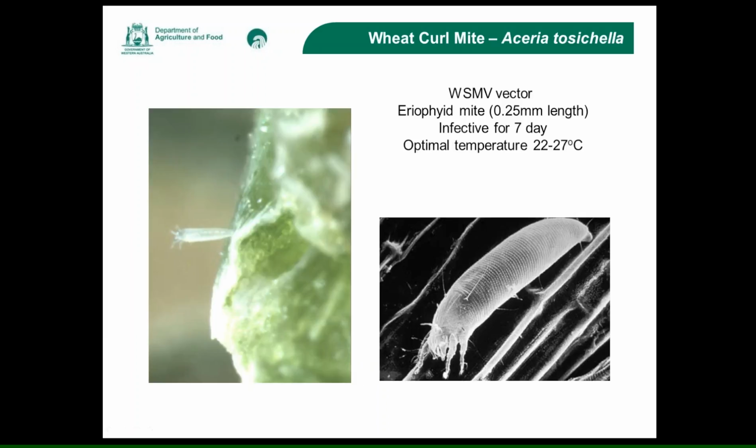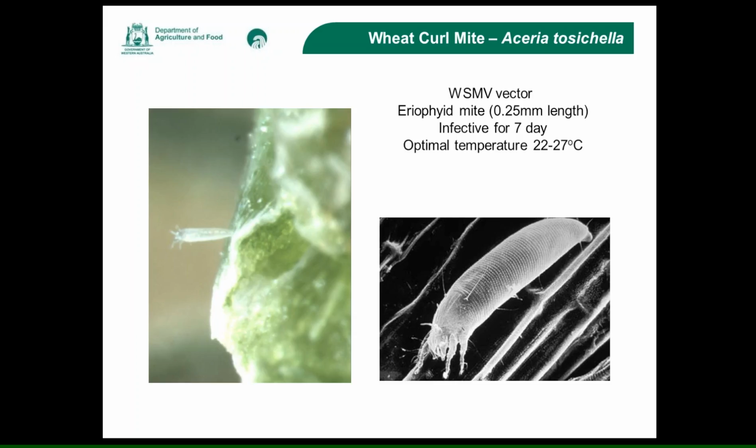So the wheat curl mite itself, you won't be able to see this with the naked eye. They're very tiny. They don't have wings, so they can't fly as such, but they crawl between plants, or they get caught in wind currents when their populations build up too highly on a plant and the conditions are conducive. They'll stand up on the edge of a leaf and they get caught in the wind currents and be dispersed that way. The optimum temperature for population build-ups is between 22 to 27 degrees, so they love the warmer sort of climates as well. And once a mite feeds on an infected plant, it remains infected for the next 7 days.